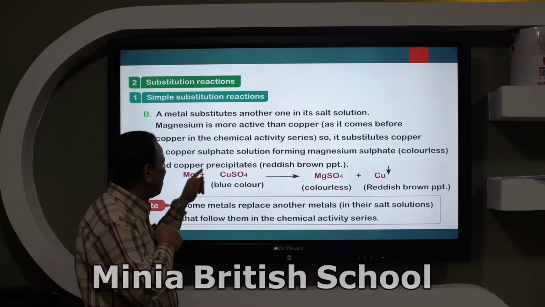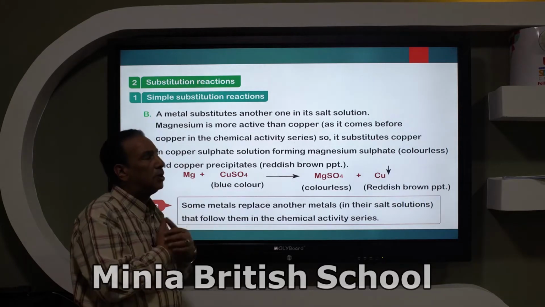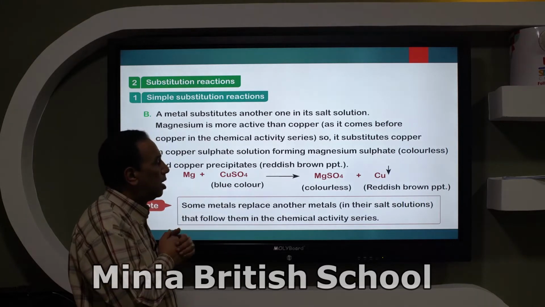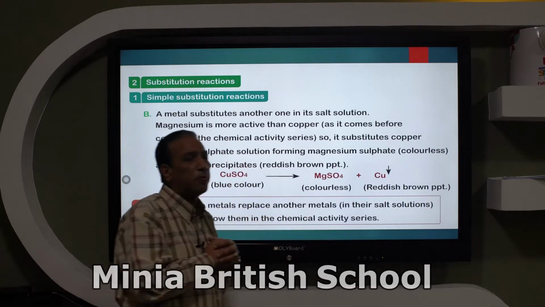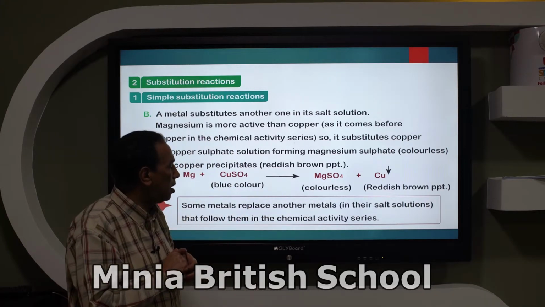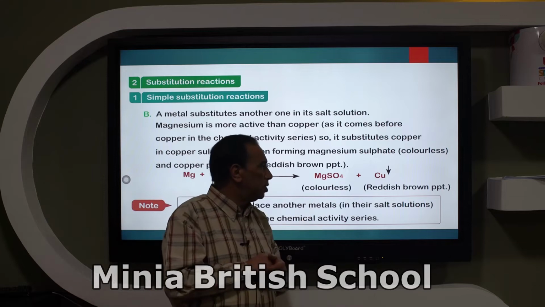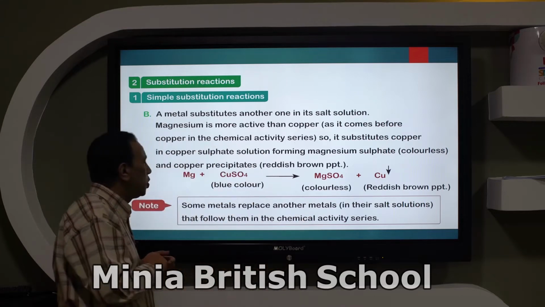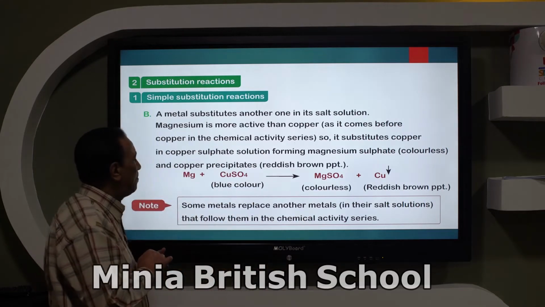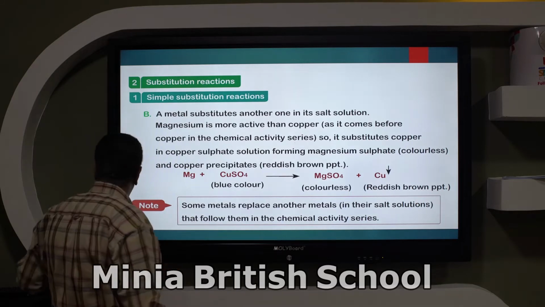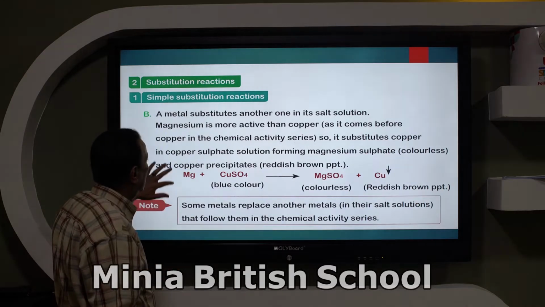So magnesium replaces the copper, and there is a precipitation of reddish brown color, the copper color, due to the replacement that happened, magnesium instead of the copper.